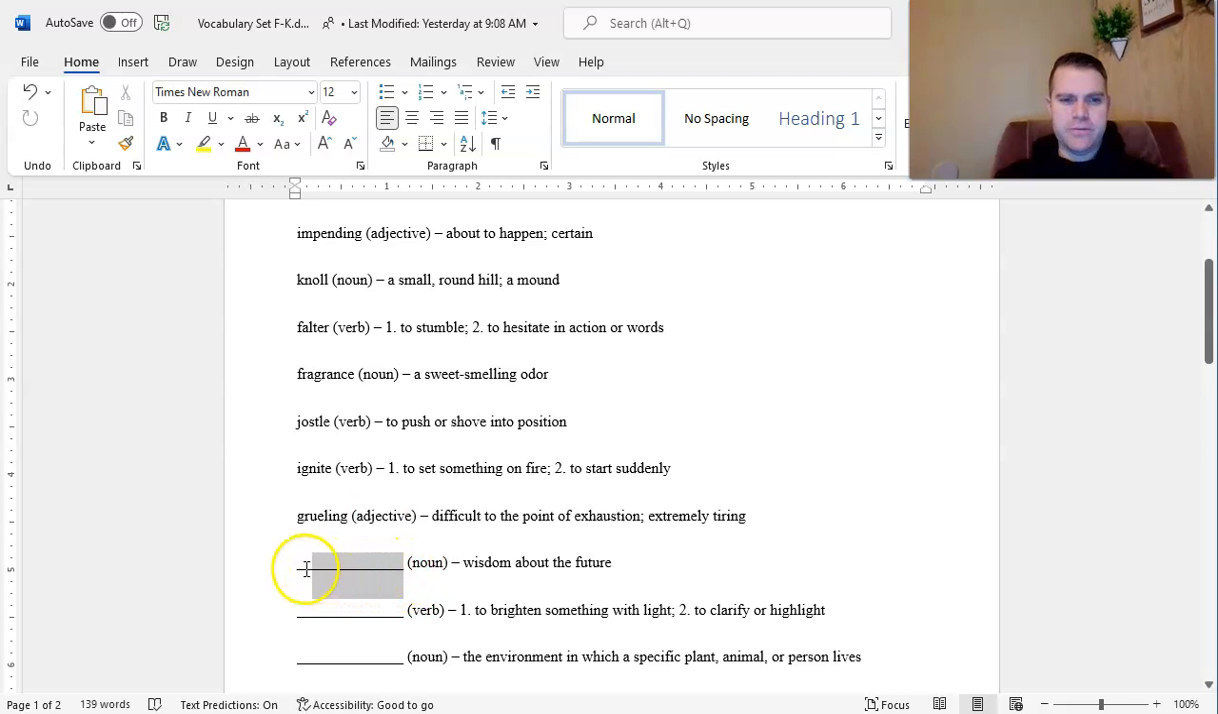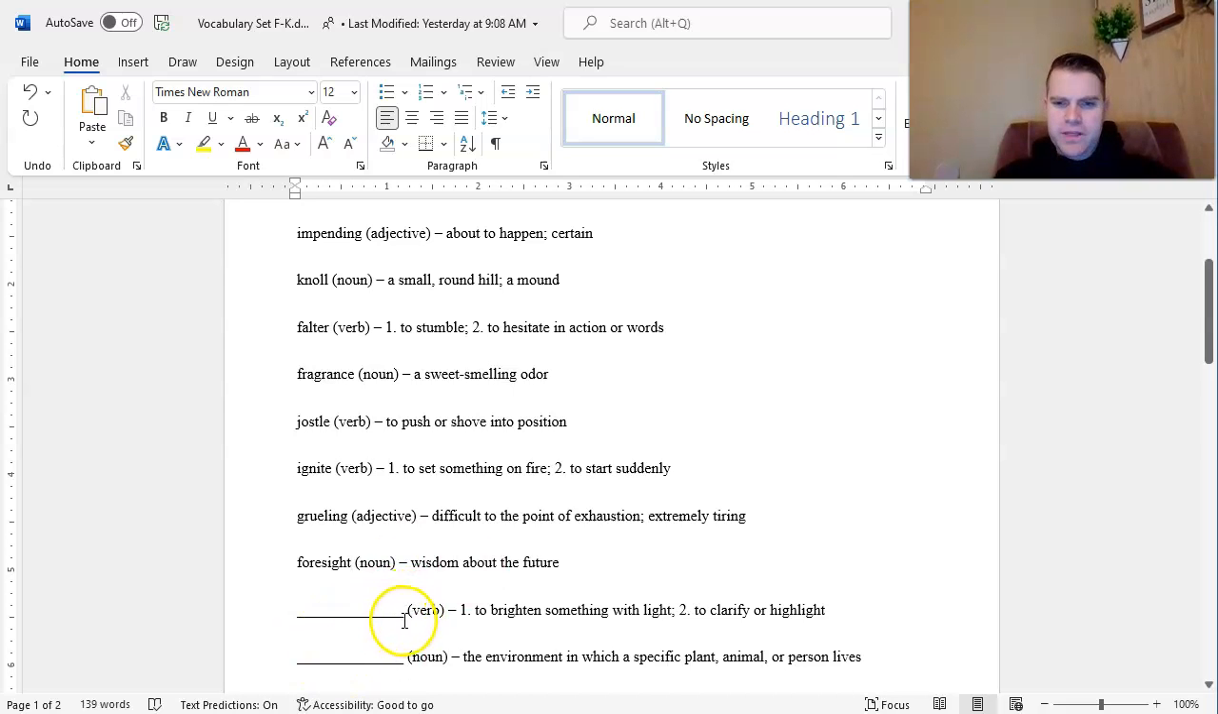Wisdom about the future is foresight. The hint that I'll give you with foresight is to be really careful about its usage. Notice that it's a noun. So I wouldn't use it as a verb. I wouldn't say I foresighted that there would be, I don't know, a train wreck in the future. That would be foresaw as a verb. Foresight is the noun. I had the foresight to jump off the train before it hit the car, or something like that.